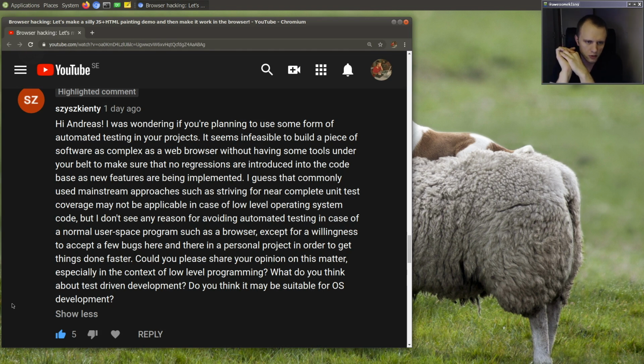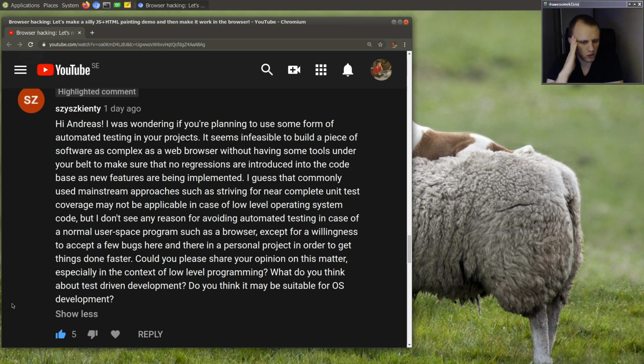Hi, Andreas. I was wondering if you're planning to use some form of automated testing in your projects. It seems infeasible to build a piece of software as complex as a web browser without having some tools under your belt to make sure that no regressions are introduced into the codebase as new features are being implemented. I guess that commonly used mainstream approaches, such as striving for near complete unit test coverage, may not be applicable in case of low-level operating system code, but I don't see any reason for avoiding automated testing in case of a normal user space program, such as a browser, except for a willingness to accept a few bugs here and there in a personal project in order to get things done faster.